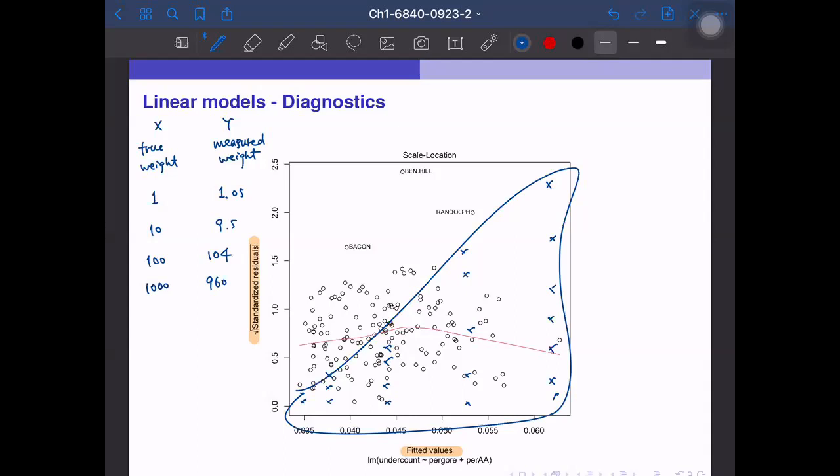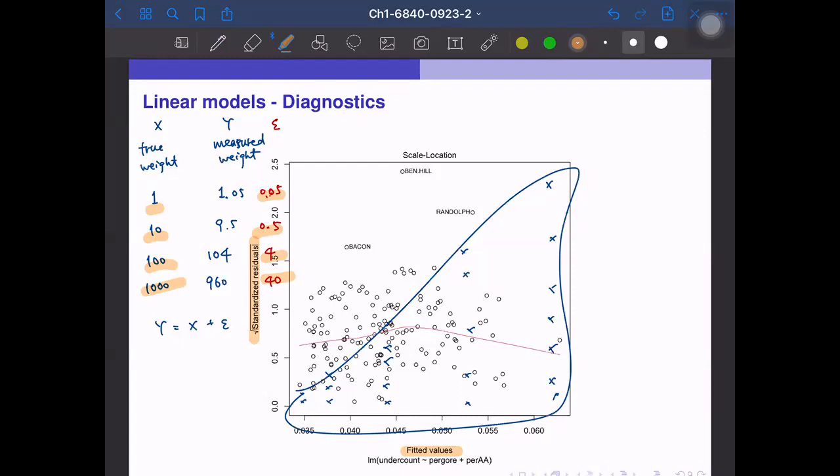Okay, so think about the simplest case that the true model is y is equal to x plus epsilon. What's the size of epsilon? Size of epsilon is 0.05, and 0.5, and 4, and 40. So this is natural because when x is large, actually the error gets larger. If we measure the weight of larger animals, we may have larger errors.